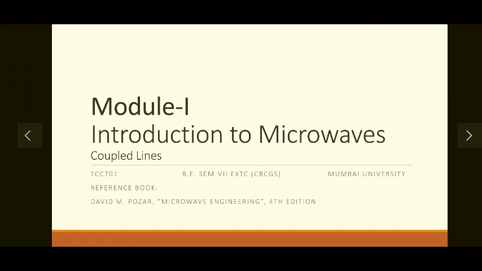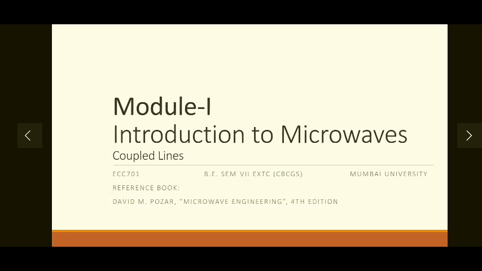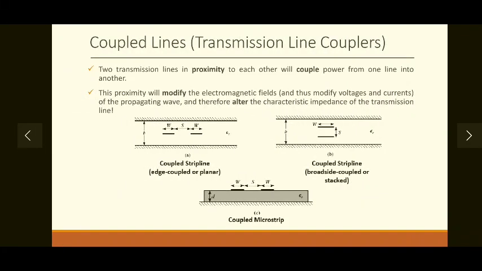In the last sessions, we have seen strip line type of transmission line and microstrip line type of transmission line. Now in this session, we will see the next type of transmission line, that is coupled lines. These are also called transmission line couplers. Okay, what is a coupled line, which is also called a transmission line coupler?